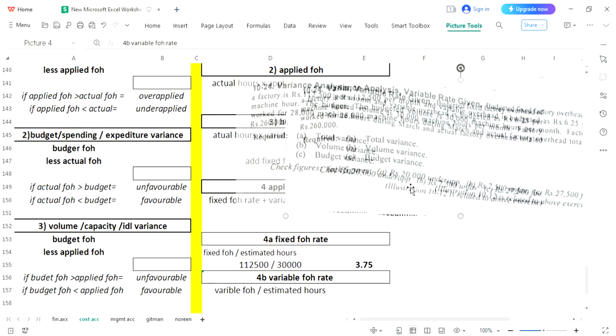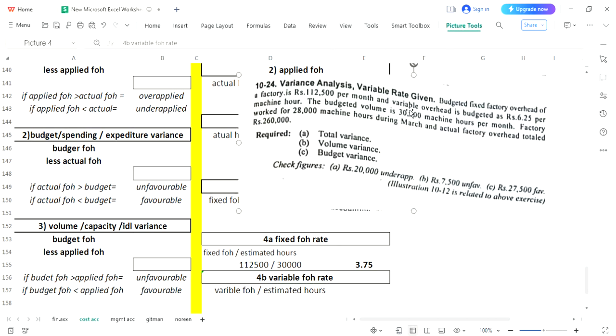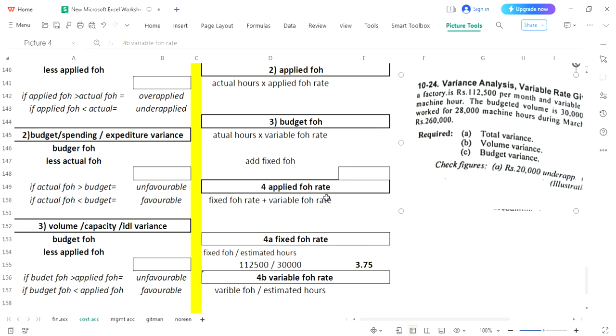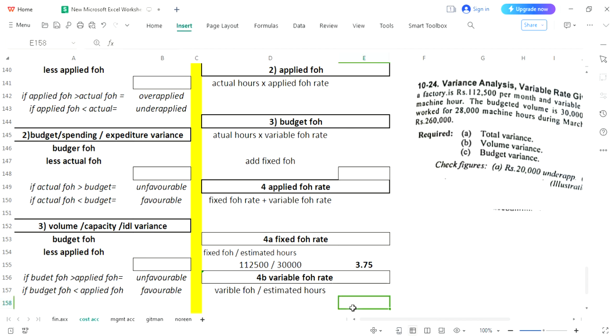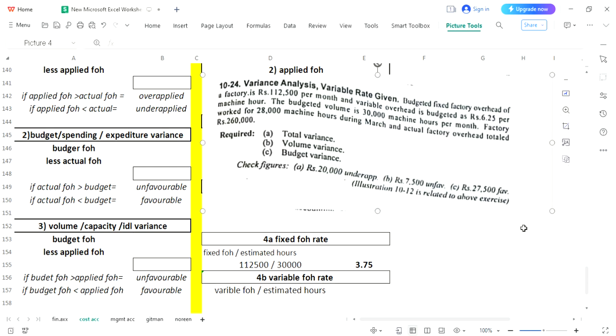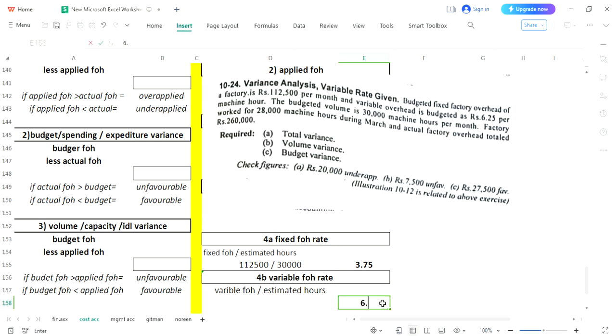Let's proceed next. It is said that variable overhead is budgeted at 6.25 per hour. Per hour means it is a rate. 6.25, it is written variable. So what does that mean? Variable FH rate is automatically provided. We do not need to divide variable FH by estimated hours, as the variable FH rate is already provided, which is 6.25. So you are now free to write here 6.25.